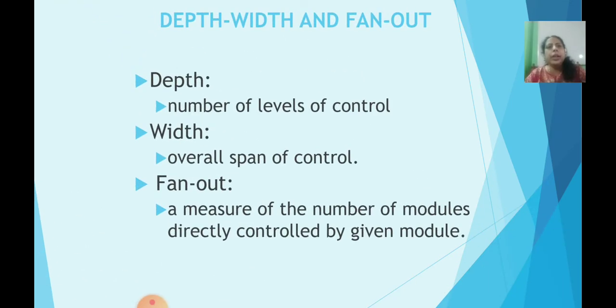Depth, width and fan out. Depth means the number of levels of control, meaning the number of layers, and width means the overall span of control, meaning the number of modules in a layer. Fan out is a measure of the number of modules directly controlled by a given module.